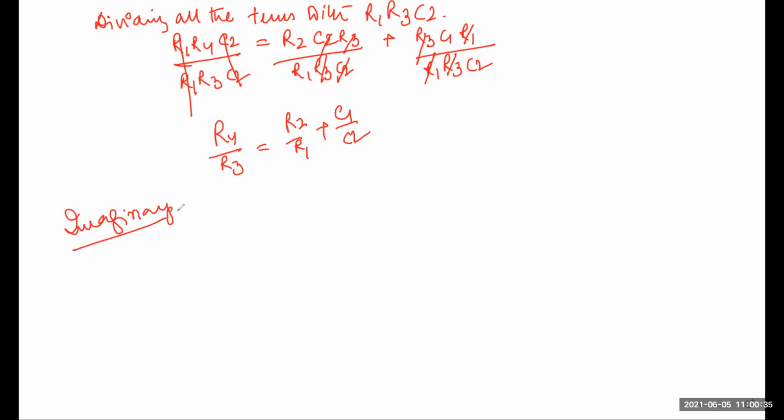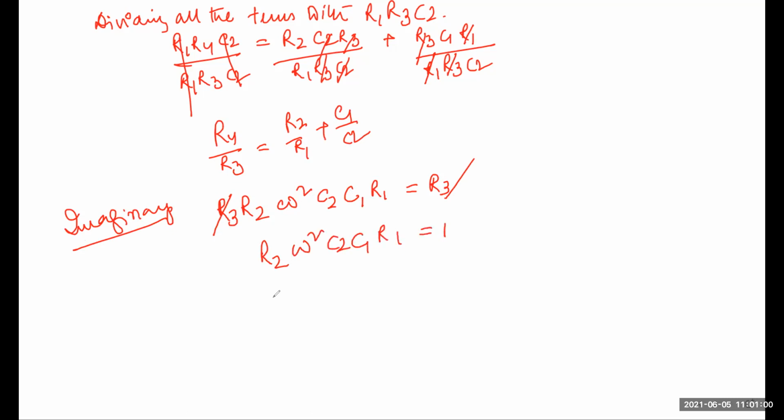Comparing the imaginary part, I will get R3 R2 omega squared C2 C1 R1 equal to R3. If you see, this will cut out R3 and R3. So you will get R2 omega squared C2 C1 R1 equals 1. From here you can get omega also.